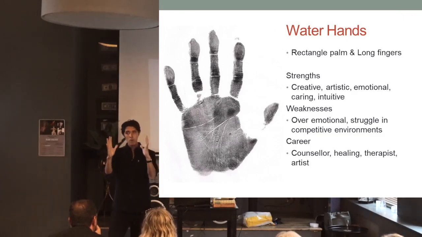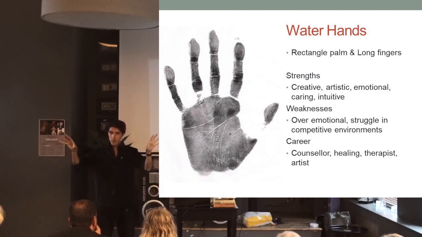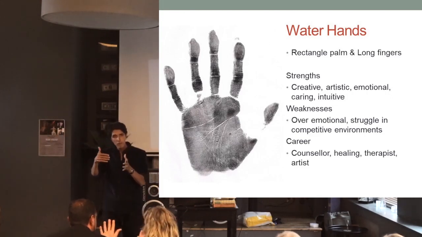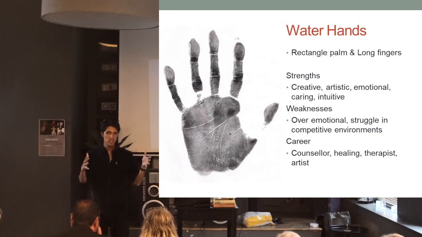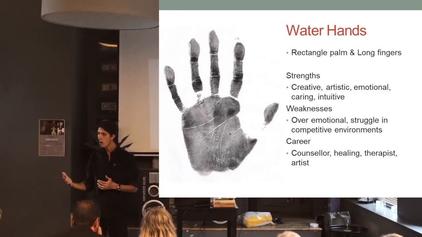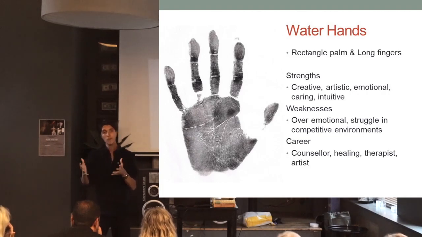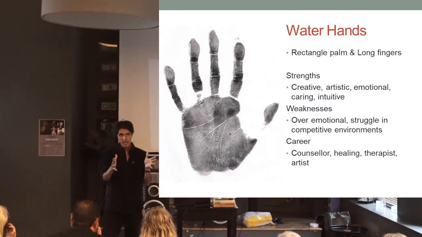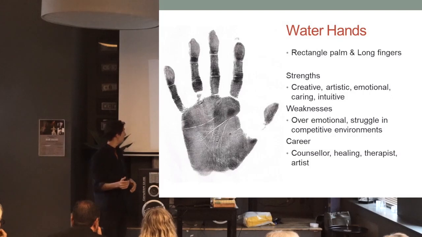The narrow palm makes somebody very receptive to the environment. So a water hand, in whatever environment they go in, they're very, very good at sensing it. They're very sensitive to people, to moods and environments. And a water hand tends to go with the flow quite a lot because they always want to bring equilibrium to whatever environment they're in.